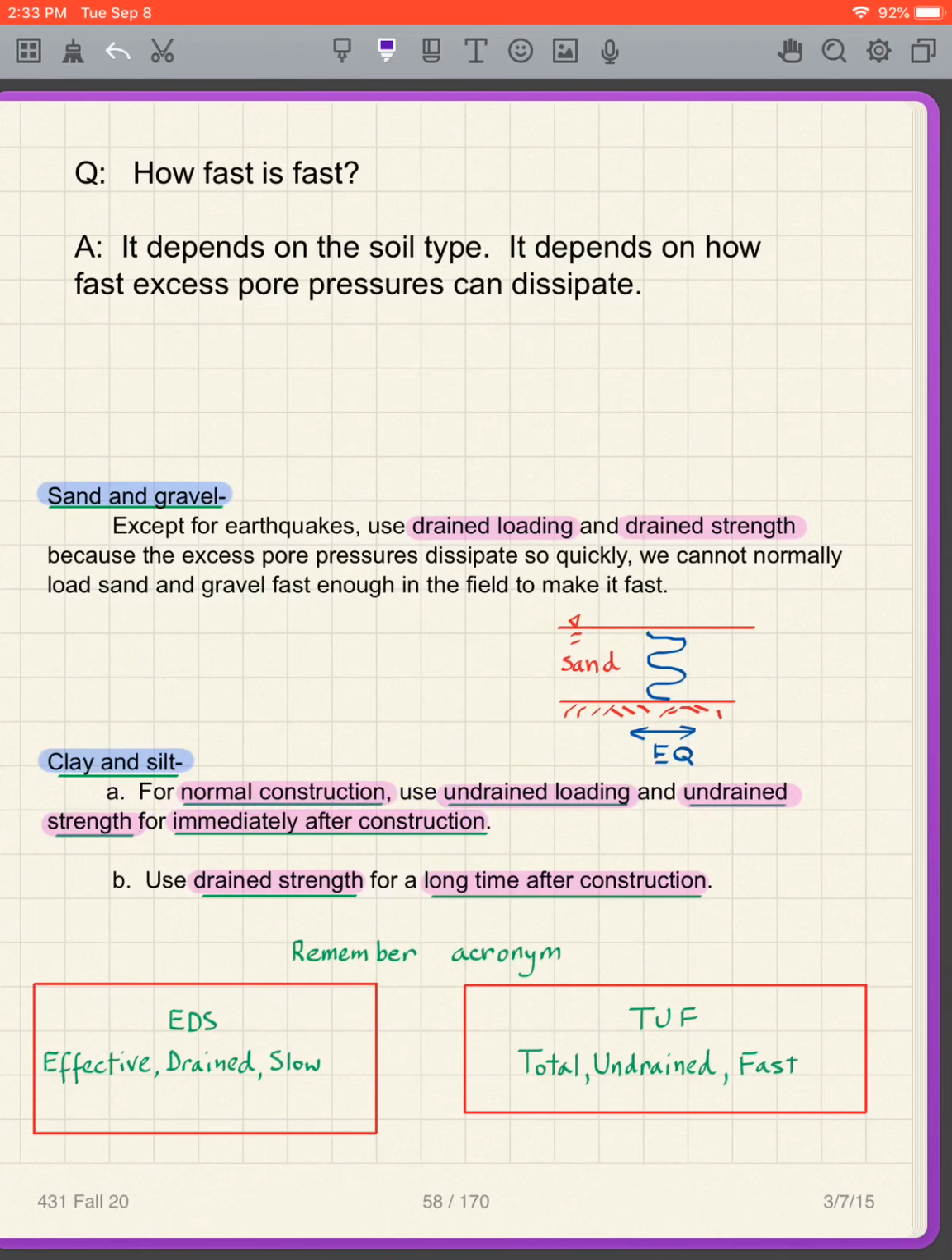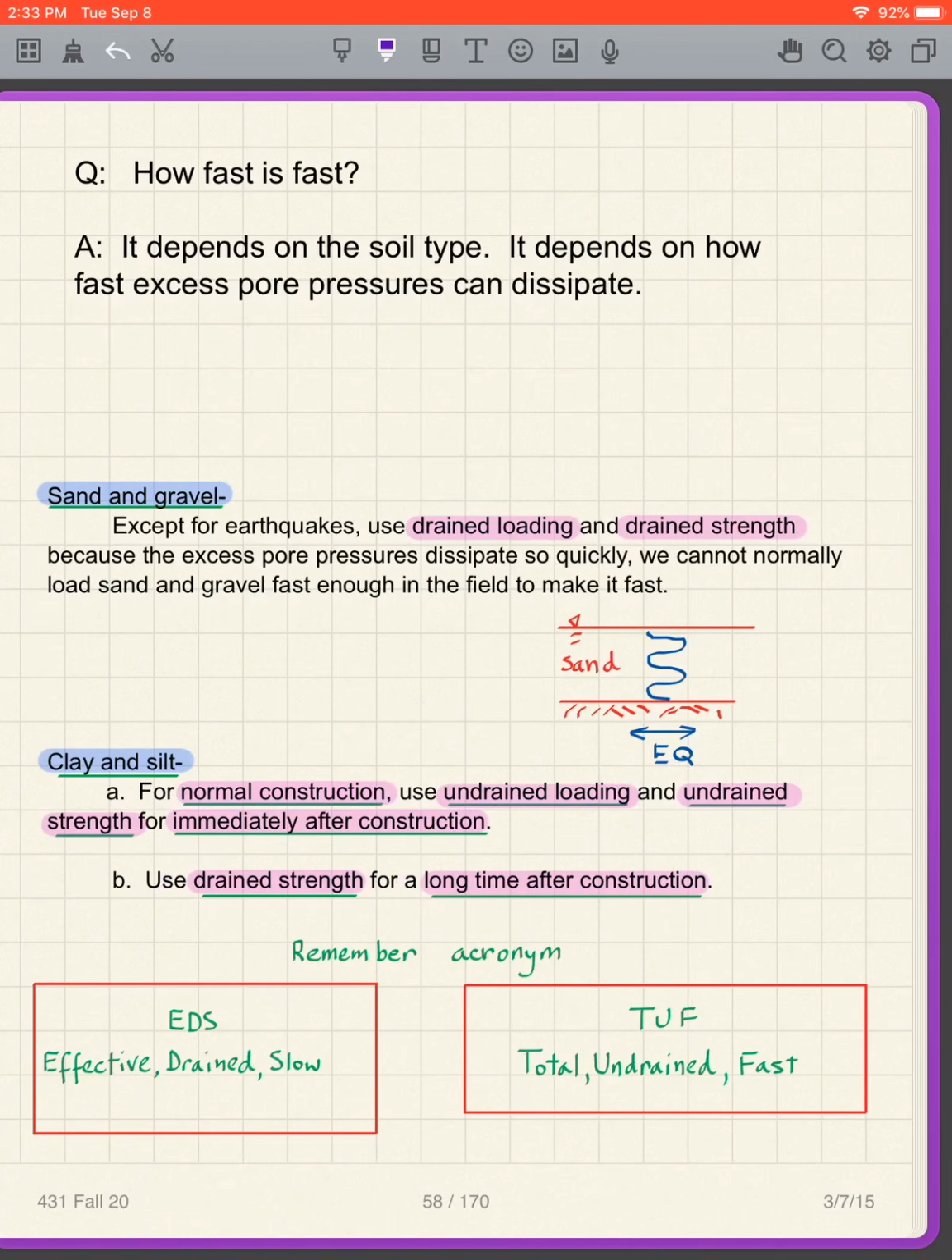We've put numbers on it. It may take 20 years to dissipate our excess pore pressures, as we found when we did our settlement analyses. It can take many, many years for the excess pore pressures to dissipate in clay and silt. So we're going to be using undrained strengths for our analysis of what happens right after the structure is completed. On the other hand, we're going to use drained strength for a long time after construction.